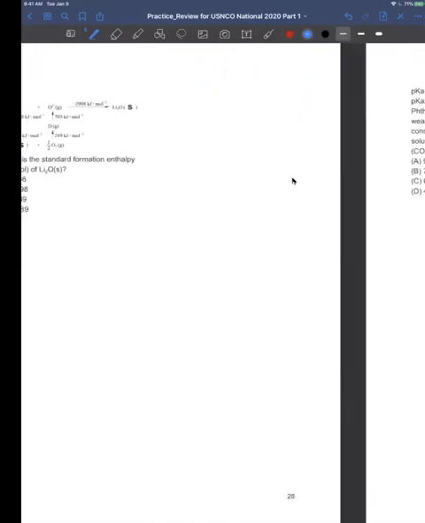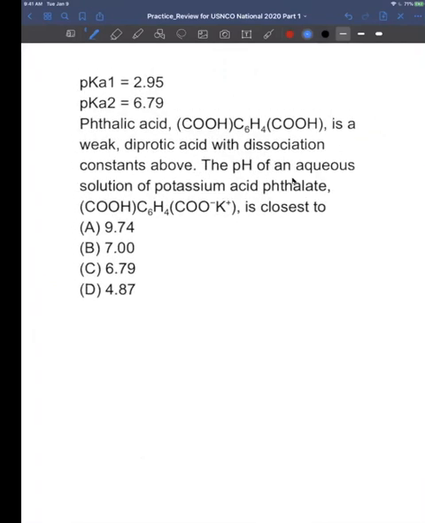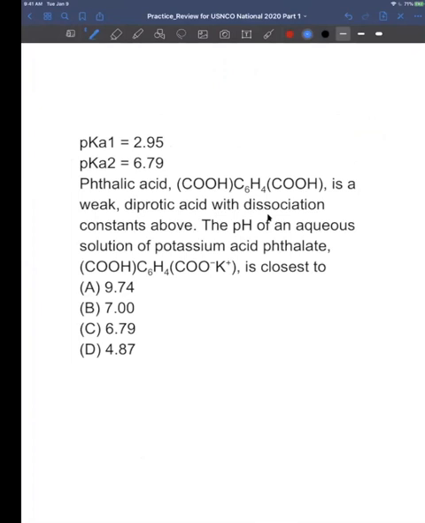This is a calculation. Let's skip it first. This is not hard. I try.